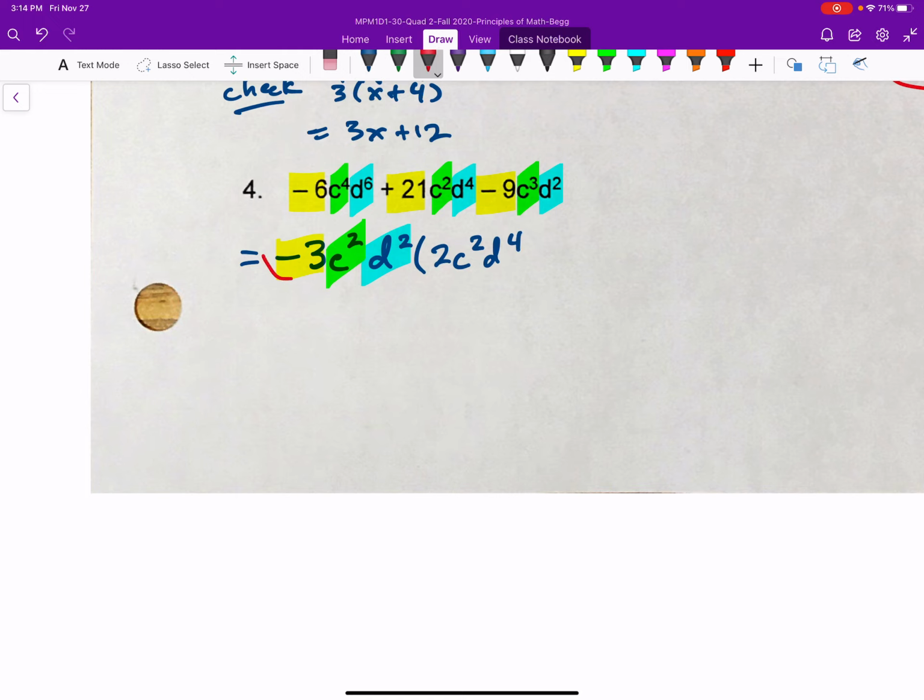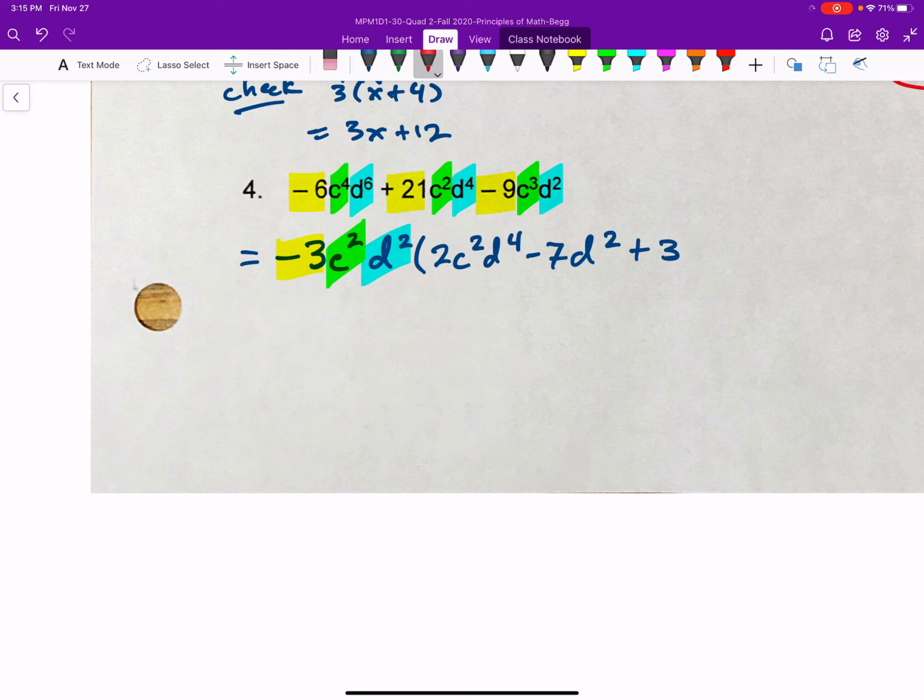Then I move on to the next term and do it again. 21 divided by negative 3 is negative 7. c to the 2 divided by c to the 2 cancels out. No c's there. d to the 4 divided by d to the 2, subtract 2 from 4, and I get d to the 2. Move on to the last one. Negative 9 divided by negative 3. Two negatives make a positive when I divide, so it becomes plus 3.